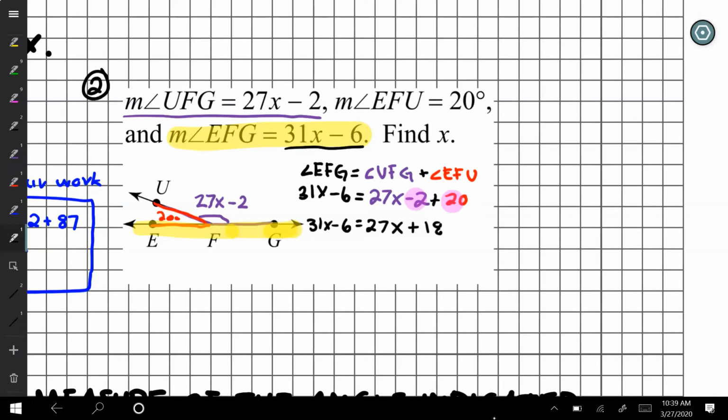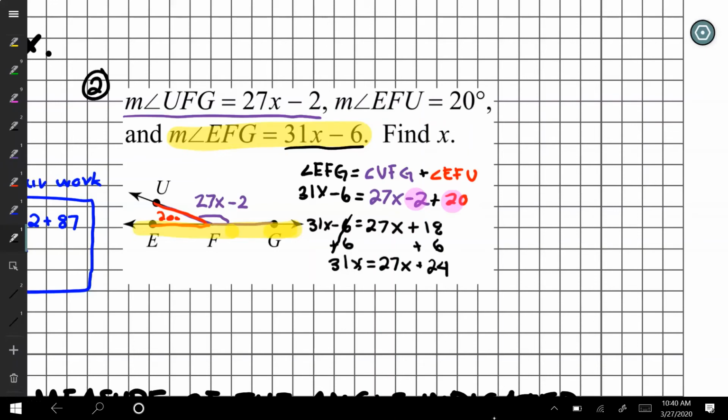Alright, so I'm going to start by getting rid of my numbers first. So I see this negative and I don't want to work in negative, so I'm going to get rid of that negative first. So we always do opposite operations. So if I have minus 6, I'm going to add 6 to both sides. So that's going to cancel. I'm going to be left with 31x on the left side equals 27x. 18 plus 6 is 24.